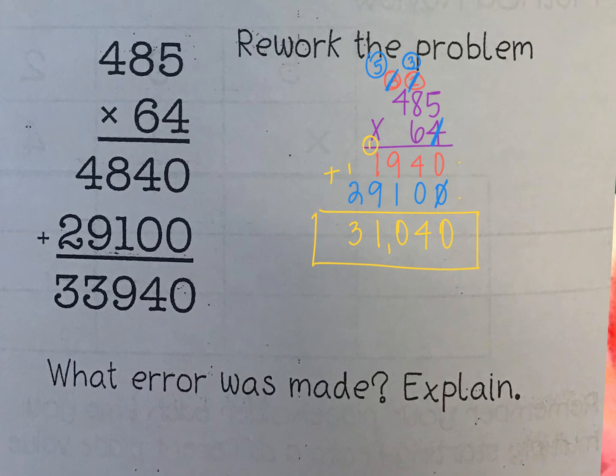Okay, where did this person who solved this problem make a mistake? Jude, can you explain? Instead of the 19 at the very beginning, they did 48. Yeah, how did they get that? Anybody know? They multiplied the 6 times the 8 instead of the 4 times the 8.